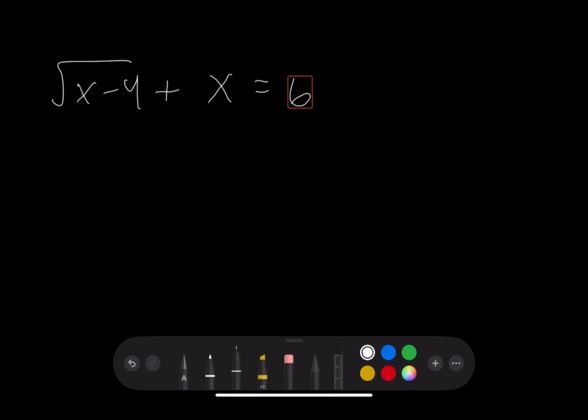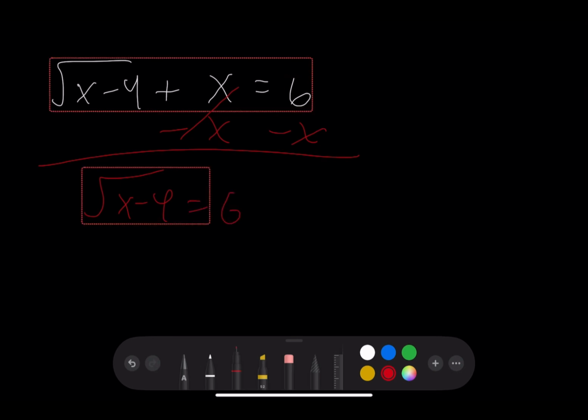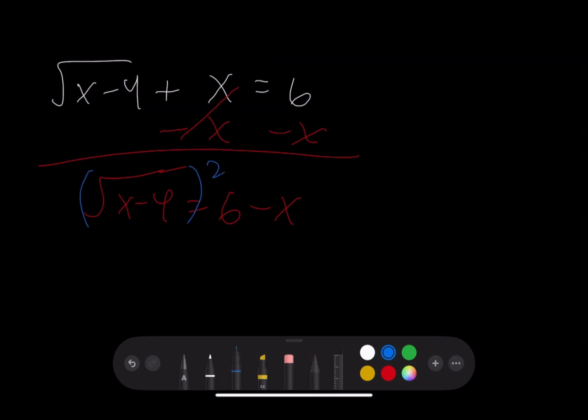So the first step that we're going to do for this problem is we have to isolate the square root. In order to do that, we need to subtract the x on both sides. So we do minus x, because now we have the radical x minus 4 all by itself equal to 6 minus x, right? But now we want to get rid of this square root. So in order to do that, we have to square both sides, right?